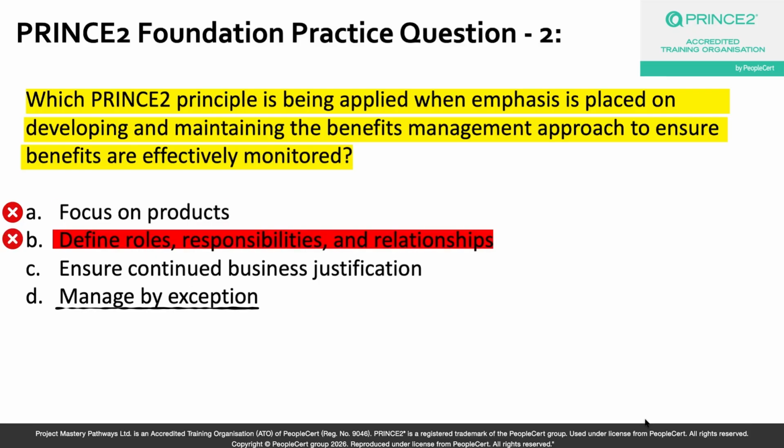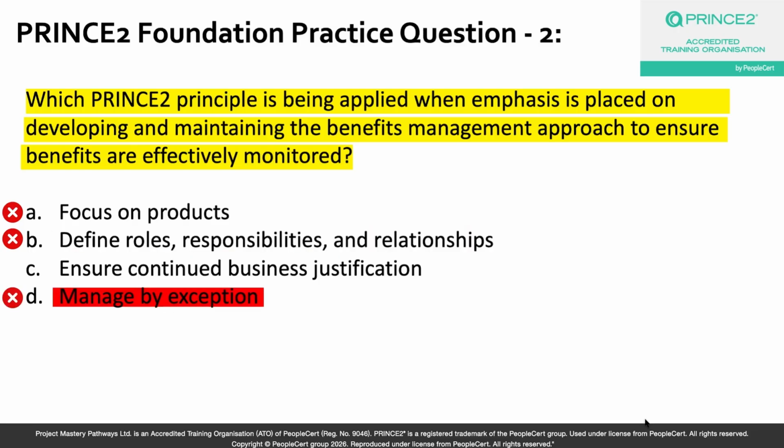Let's look at option D, manage by exception. Now, manage by exception is about setting tolerances and delegating authority efficiently between management levels, right? Now, yes, benefits tolerance does exist in PRINCE2, but the act of developing and maintaining a benefits management approach goes far beyond exception handling, okay? This is a much broader ongoing commitment to the business justification. So that is why option D is also incorrect.